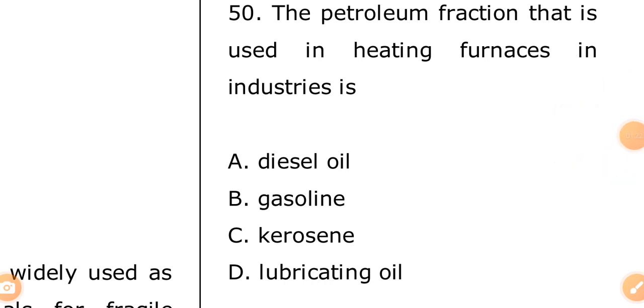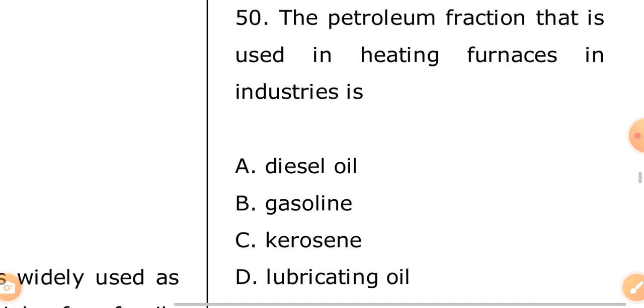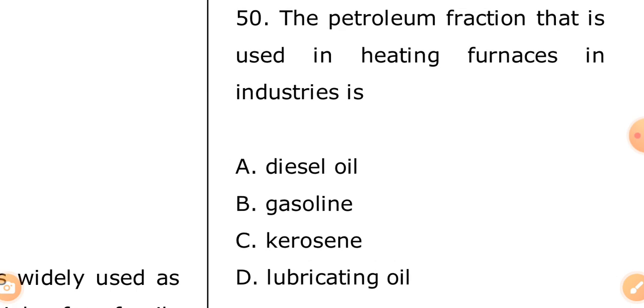Number 1, the petroleum fraction that is used in heating furnaces in industries is called dash. The petroleum fraction, you know, when petroleum is distilled through fractional distillation, a lot of things come out. It's not only the petrol, it's not only the premium motor spirit, it's not only the kerosene, there are other things. They are now saying the petroleum fraction that is used in heating furnaces in industries is dash.